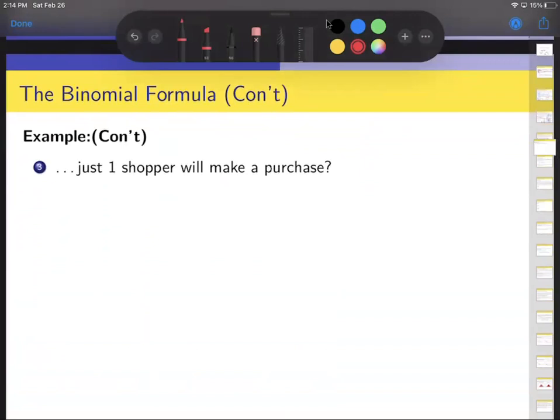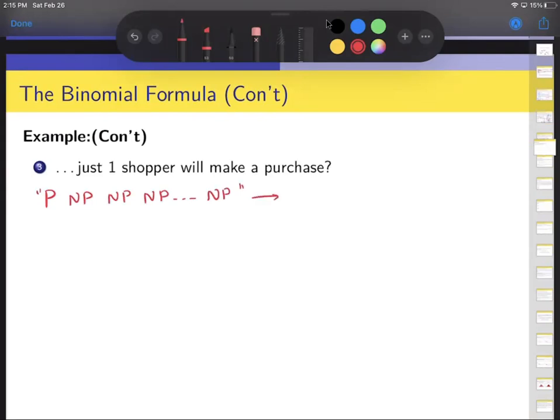So how many possibilities are there? Remember, we have 10 people in our random sample. So how many possibilities that one shopper will make a purchase? I'm going to line all 10 people up. Say the first person makes a purchase, and the last 9 won't: the next person not making a purchase, then the third, the fourth, all the way to the 10th.